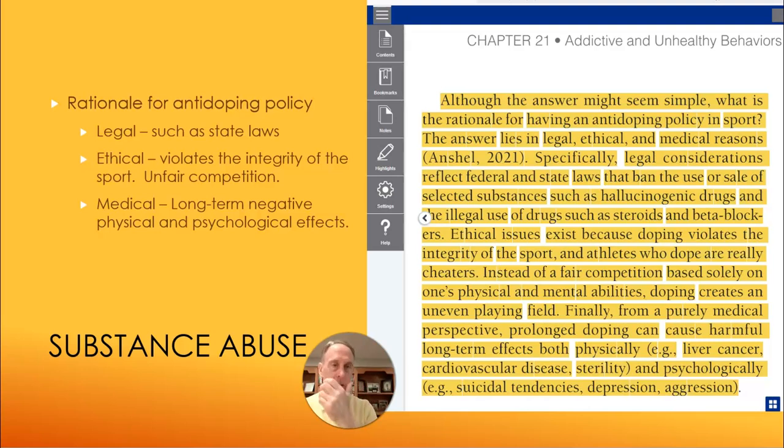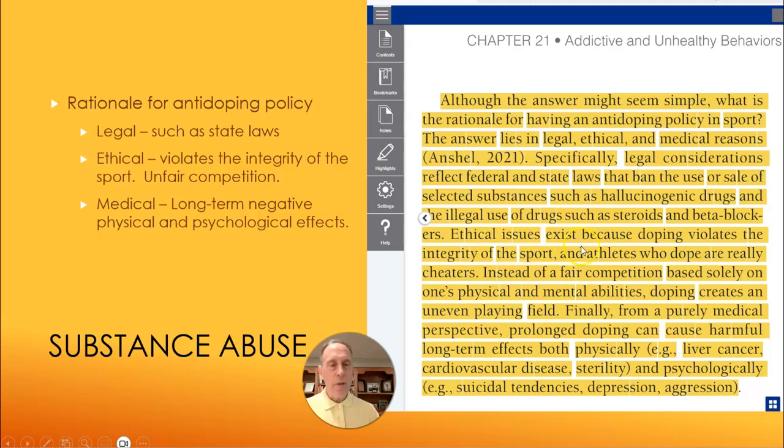Okay, so rationale for anti-doping policy. It lies within the legal aspect, the ethical aspect, and the medical aspect. From the legal side, we're talking specifically about state and federal laws that ban certain selected substances, and they legally are not to be possessed by individuals, and possessing these types of substances can be classified as a felony, depending on the amount. If you have certain medications that were prescribed to somebody else, and you're taking them because you've bought the pills off them for $5 a pill, that's a very illegal practice. Also ethical and medical as well, because you're taking somebody else's medication.